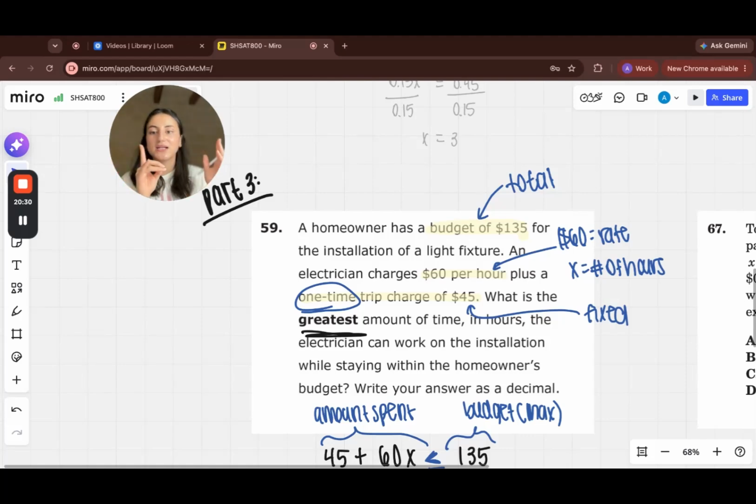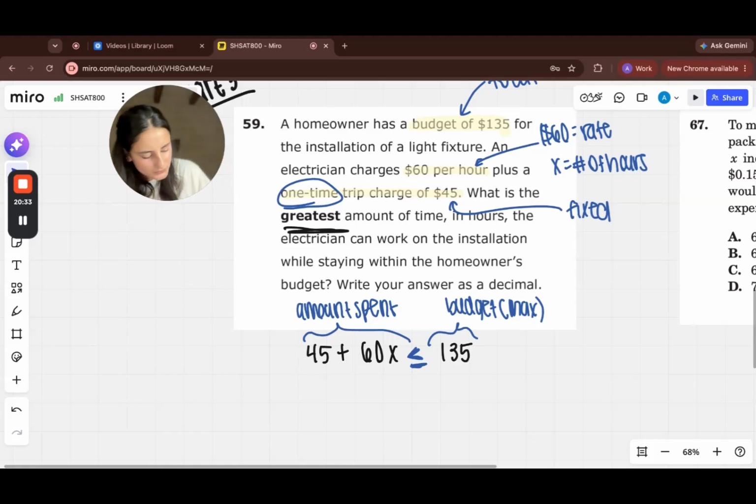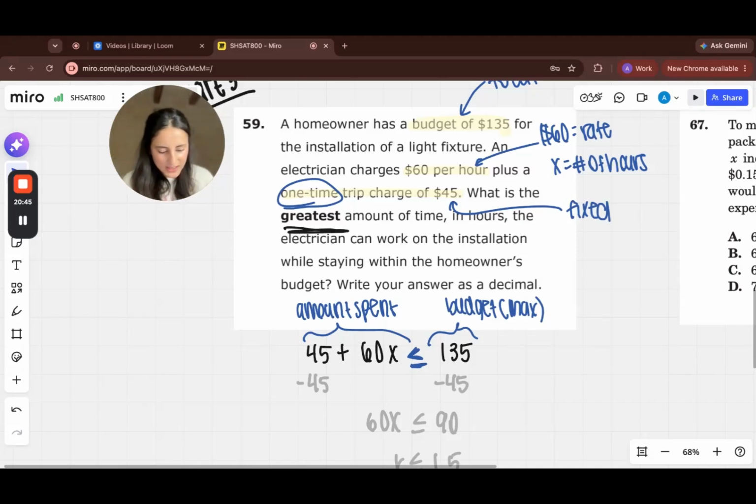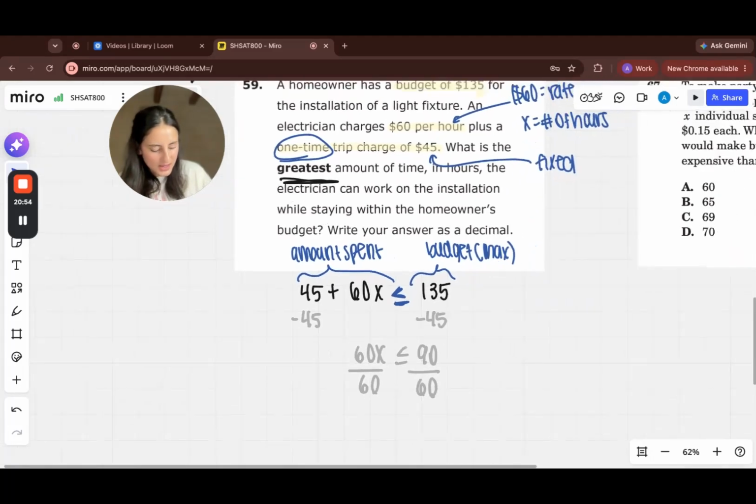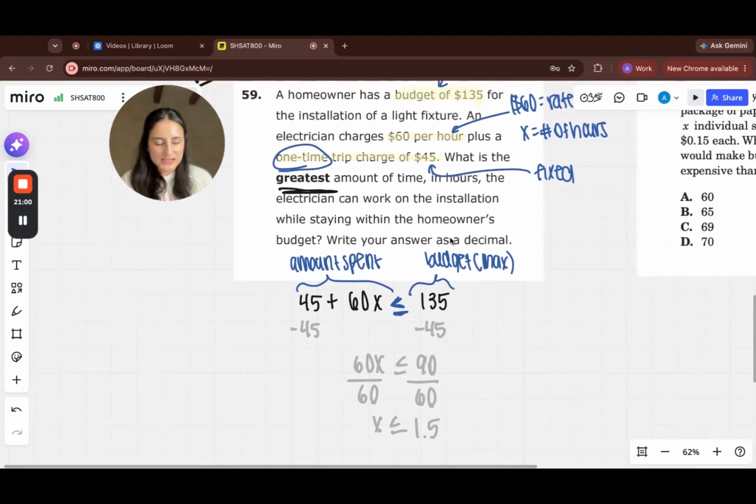And then we can go ahead once again and isolate x as we've done in previous questions. Okay, 60x. Okay, I realized that I kind of breezed through that last part, so I'll quickly rewrite it. It's going to be divided by 60 on both sides. And then this leaves us with x is less than or equal to 1.5. It says write your answer as a decimal. You may have gotten 3/2 first, but that just converts to 1.5. So our final answer is x is less than or equal to 1.5. And that's the greatest amount of time they can work in hours.